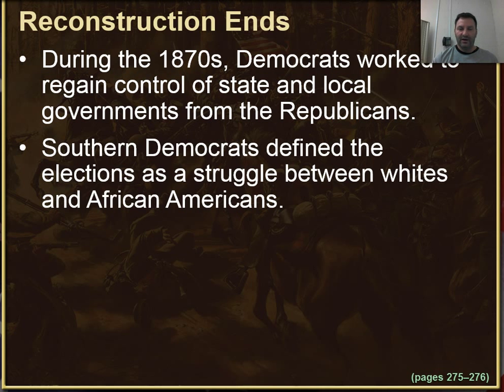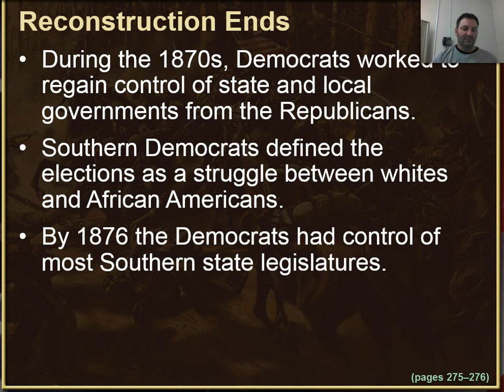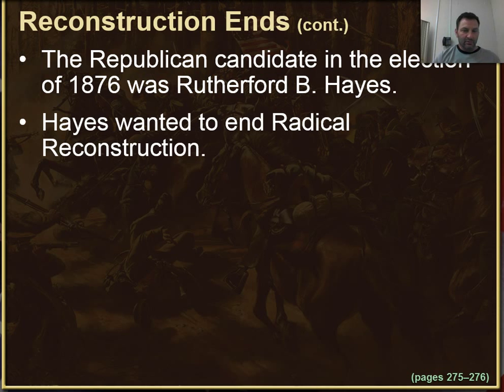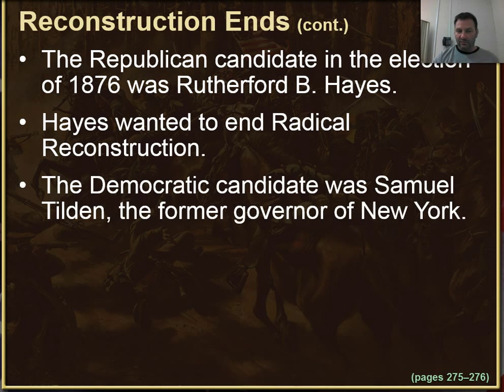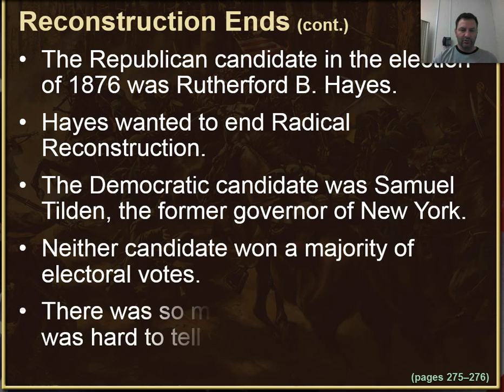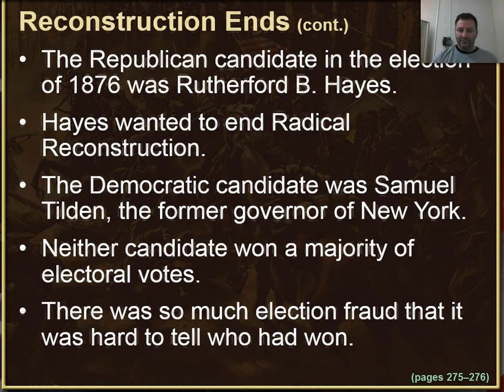Southern Democrats defined the elections as a struggle between whites and African Americans. By 1876, Democrats had control of most southern state legislatures. The Republican candidate in the election of 1876 was Rutherford B. Hayes. Hayes wanted to end radical Reconstruction. The Democratic candidate was Samuel Tilden, the former governor of New York. Neither candidate won a majority of the electoral votes. There was so much election fraud that it was hard to tell who had won.